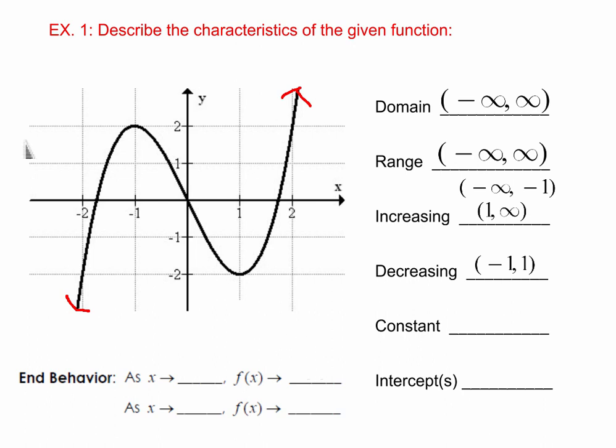Where is this graph constant? Well, at no point is this graph ever flat, so this is just never constant. We just put none, or NA. This is just not ever a constant function.